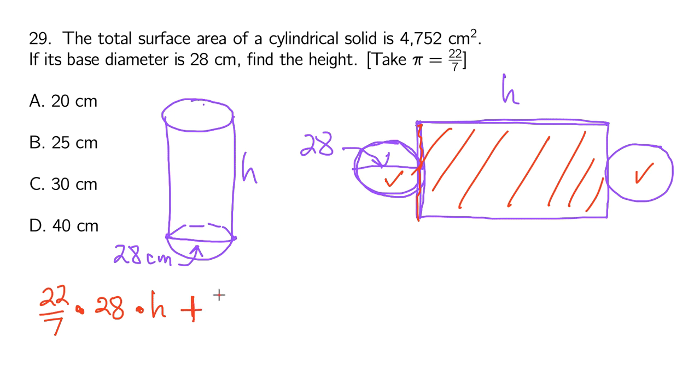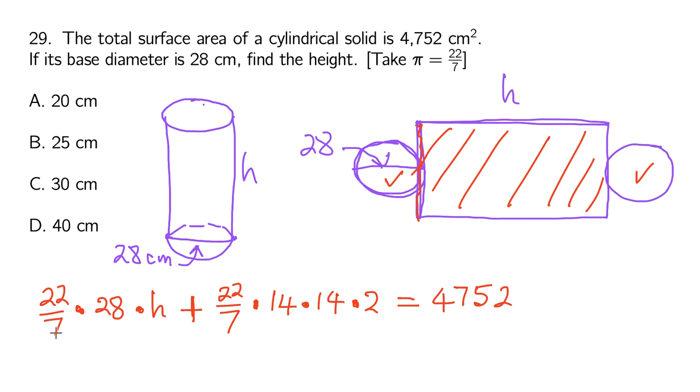So using pi r squared, again, we have 22 over 7 times r. If the diameter is 28, then r is 14. So r squared is 14 times 14. And then we have two circles, so we have to multiply this number by 2. Now, we are told that this quantity is equal to 4752. So we have to solve for h in this expression. We can use our calculator to help us, but we can also try to do it by hand. So let's try to do it by hand and see what happens.